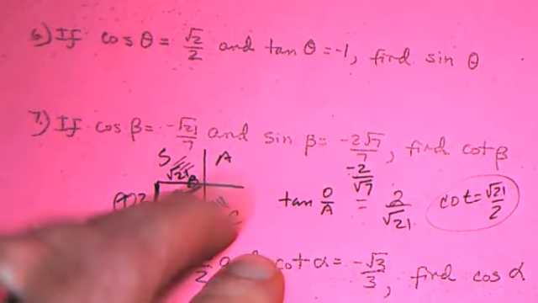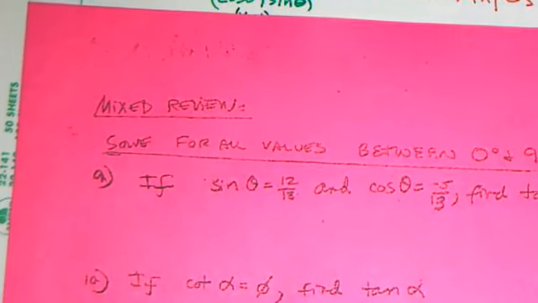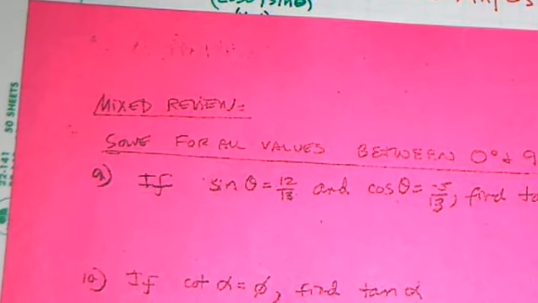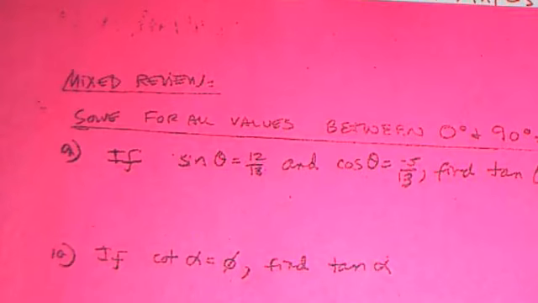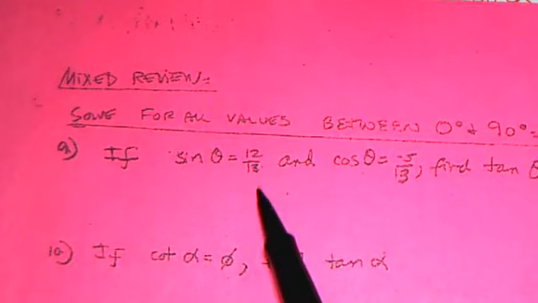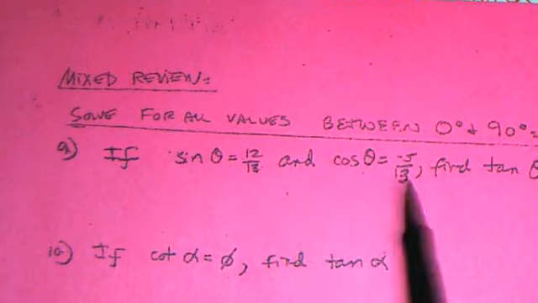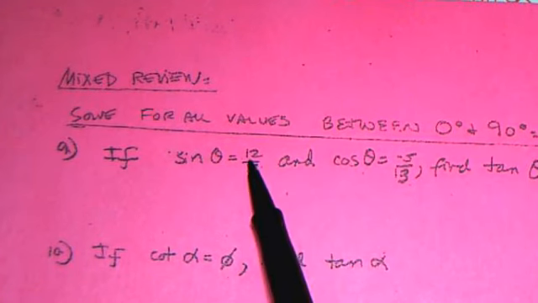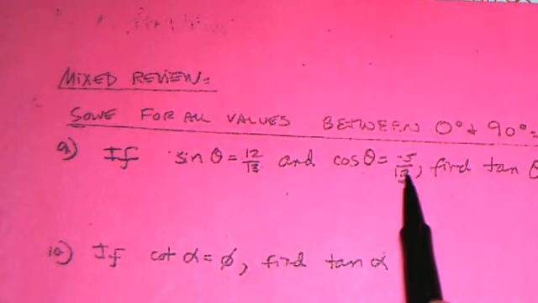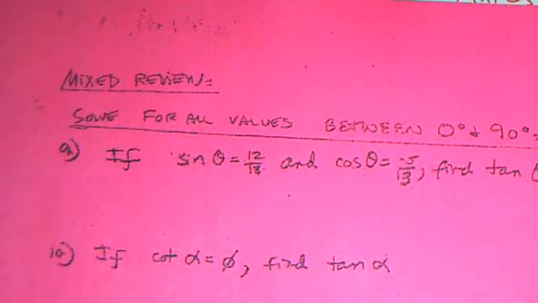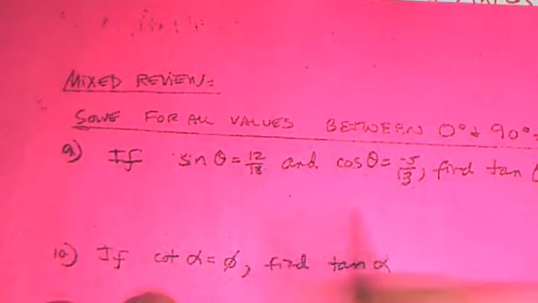Let's do a couple on the other side of the page. Over here, mixed review, solve for all values between 0 and 90 degrees. Really more of the same. Let's see, you can see with, like, say, number 9, that the 13 is the hypotenuse, opposite side is a 12, adjacent side is a negative 5. So let's do that one.